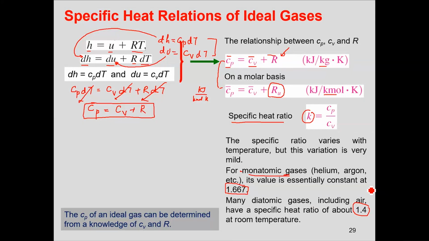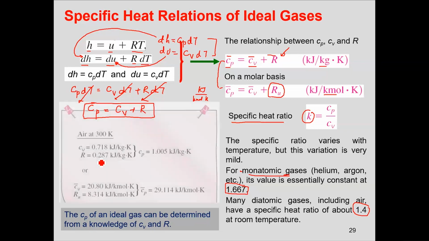So the Cp of an ideal gas can be determined if you know the Cv and R values. Let's say Cv is given for air at 300 Kelvin, and R is known to me, both per kg. Then Cv plus R would give me the Cp value. Or if I have the per mole value, Cv per unit mole is 20.80 and Ru I know is 8.314 per kilomole. I'll have the per kilomole value of Cp to be the summation of the two values. Is it clear?